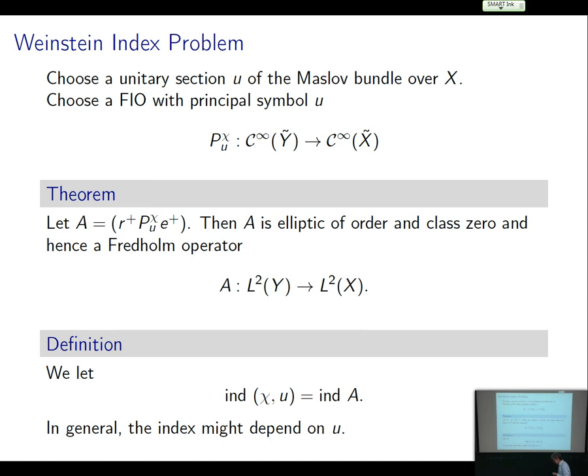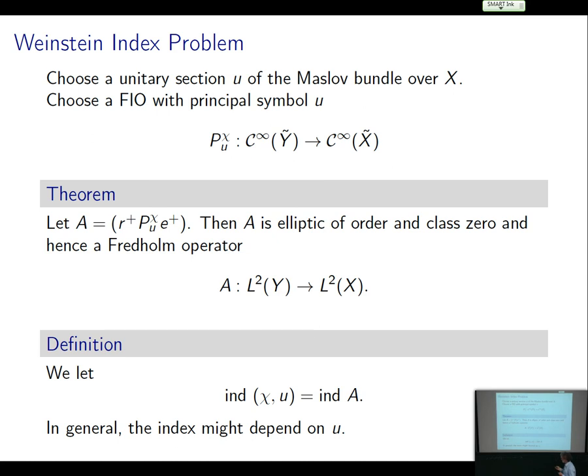Now we thought it was easy to set up the Atiyah-Weinstein problem. It turned out to be more difficult than we thought. Okay, what you do is you take a unitary section u of the Maslov bundle over our full manifold, and then we choose a Fourier integral operator with principal symbol u. That you can always do. That exists. So this is on these slightly larger manifolds X tilde and Y tilde.